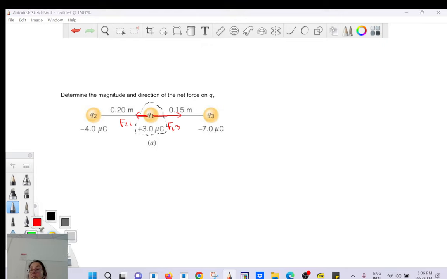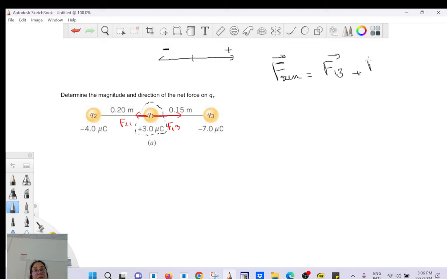Okay, so once you have done that, second step, you have your x-axis. We're going to say to the right is going to be positive, to the left is going to be negative. And like in physics 1, you are looking for the sum of all the forces, these are vectors, okay? So you need to add those two vectors.